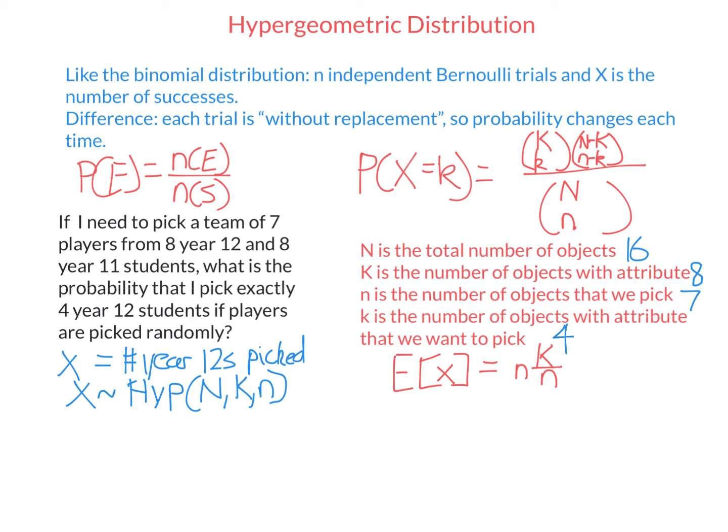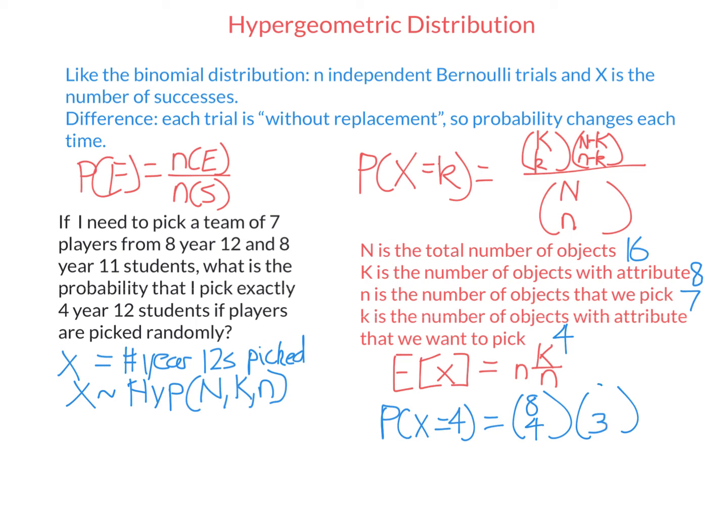So let's calculate the required probability. So we start off by figuring out how many ways can I pick 4 year 12 students. Well, there's 8 to choose from and I'm picking 4. But as I said before, if I'm picking 4 year 12 students, exactly 4, that means that I want to pick 3 year 11 students. So how many ways can I pick 3 year 11 students?